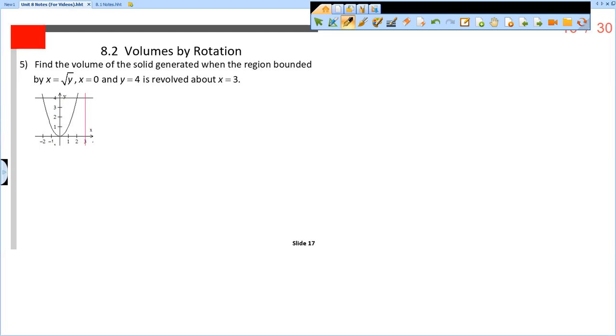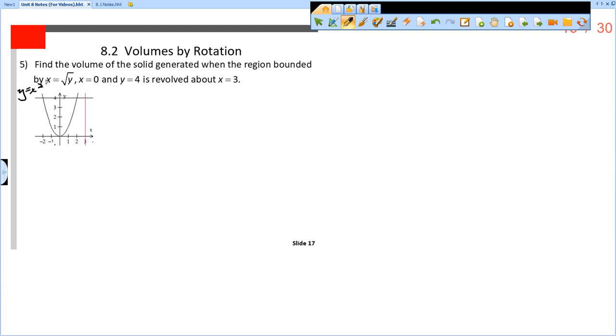All right, so it says find the volume of the solid generated when the region bounded by x equals root y, x equals 0, and y equals 4 is revolved about x equals 3. All right, so I have this graph here. Now, x equals root y. What is that? Well, remember, x equals root y. If I square both sides, that's like y equals x squared, right? So, okay, we have this parabola here.